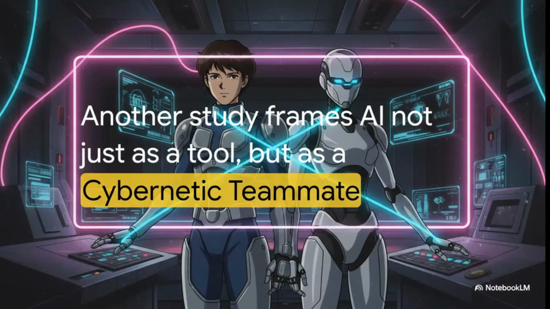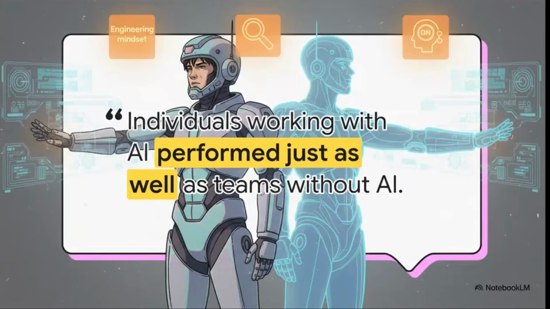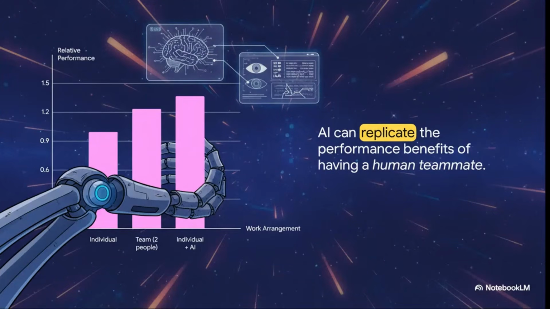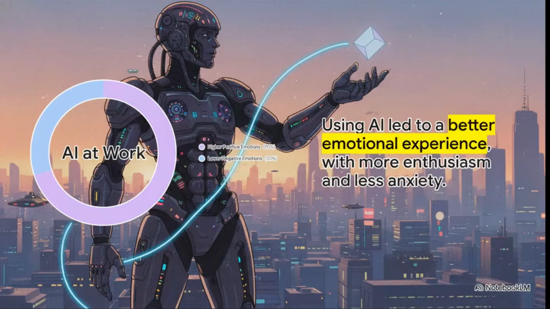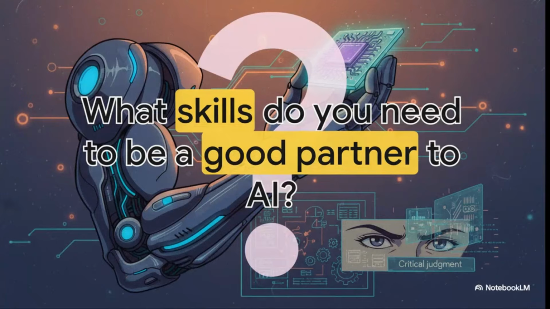All right, so if it's not a teacher, what is it? How about this? Think of AI as your teammate. And get this, one person paired with AI performed just as well as a two-person team. That's wild. It's like having a digital collaborator that gives you all the benefits of a human partner. This teammate helps bridge knowledge gaps so you can think way outside your usual lane. And a cool side effect? People using AI actually felt better at work. More excitement, less frustration.